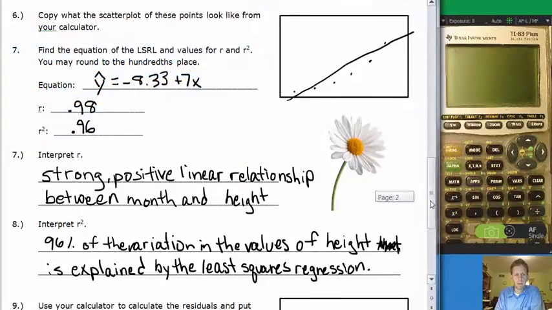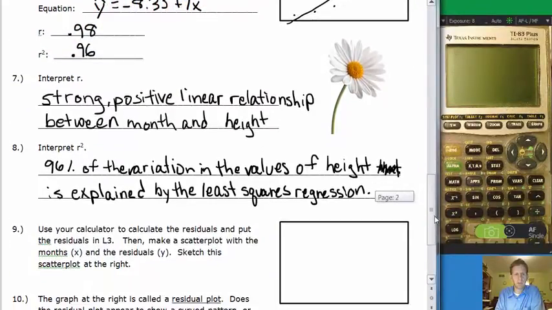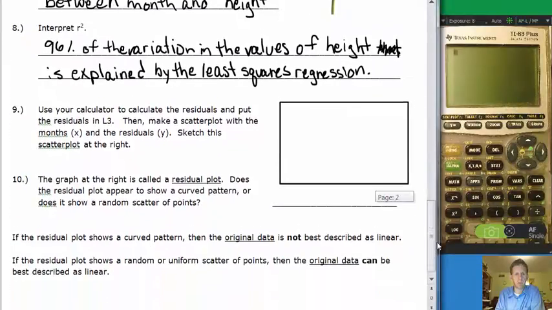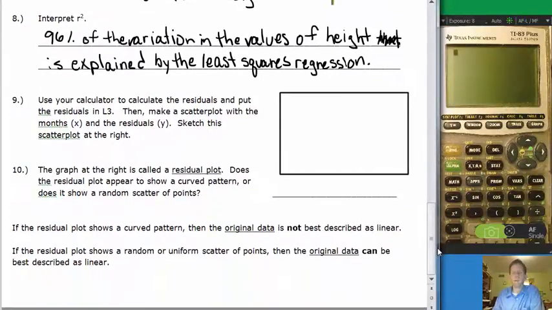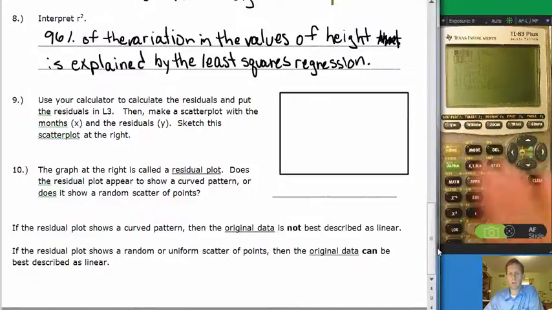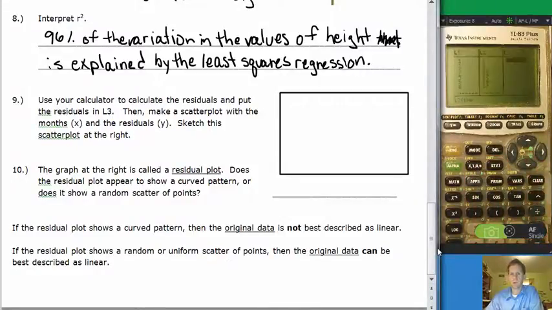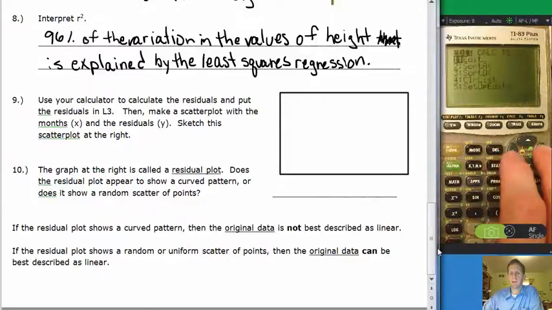As we move into step 9, I'm going to ask you to use your calculator to calculate the residuals, and we're going to put the residuals in list 3. We're going to follow the same steps that we did on the other side of the worksheet. So we're going to first start by going back to our calculator. We're going to ensure that we have our points in list 1 and list 2. We're going to do our lin-reg step again. So stat calc lin-reg number 8.